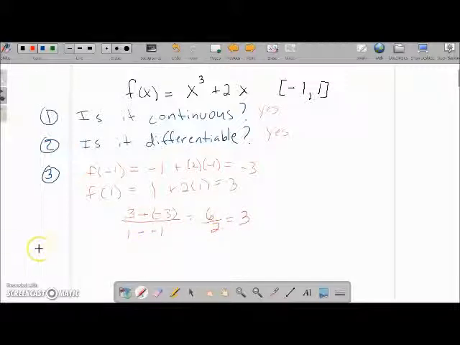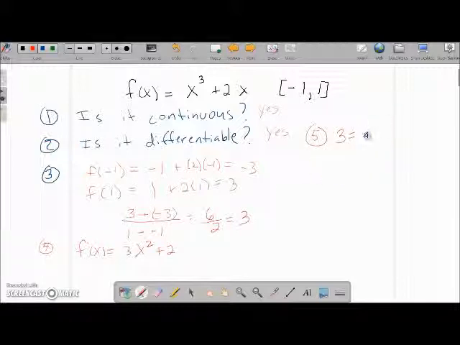Okay, so now, last step. Basically it's saying the slope between these two points, the endpoints of this interval, is 3. So that means when we find the derivative of this, which is 3x squared plus 2, here's our step 5 over here, it has to be equal to 3 for the mean value theorem to apply.